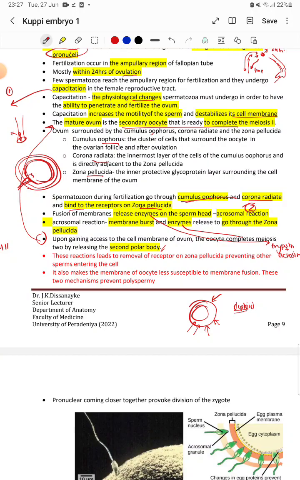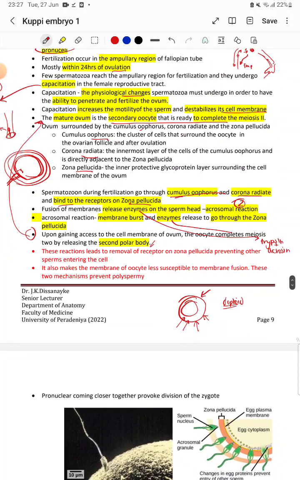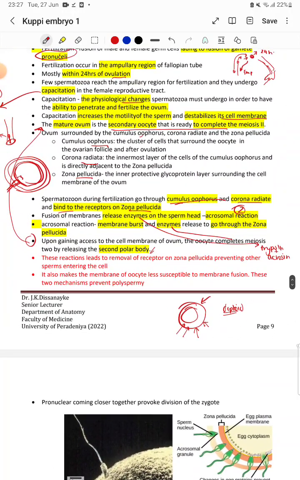So the two main mechanisms that prevent polyspermy: the first is the removal of receptors on the zona pellucida. Therefore, even if the sperm is able to enter through the different layers, the corona radiata and cumulus oophorus, they won't be able to bind to the receptors on the zona pellucida because there aren't any.